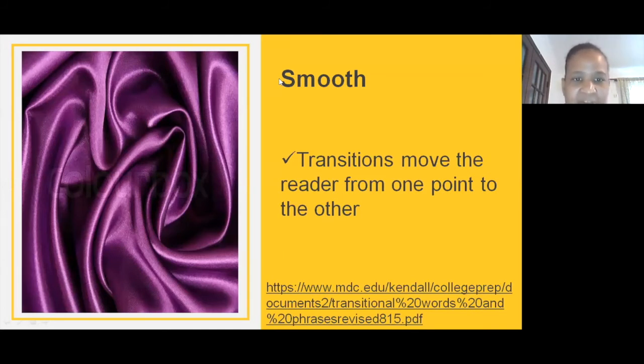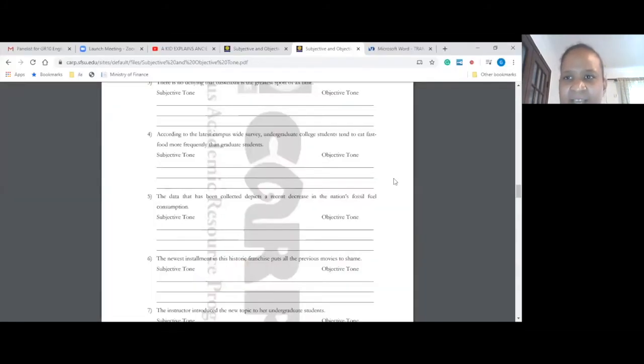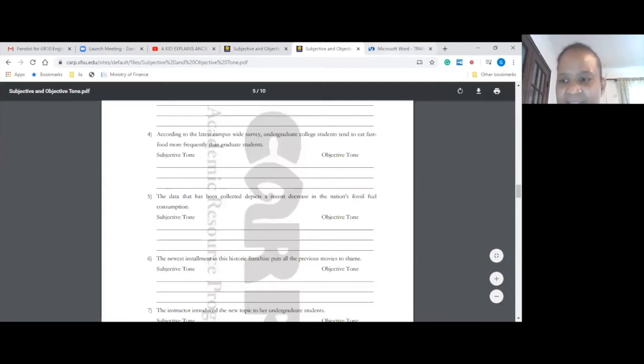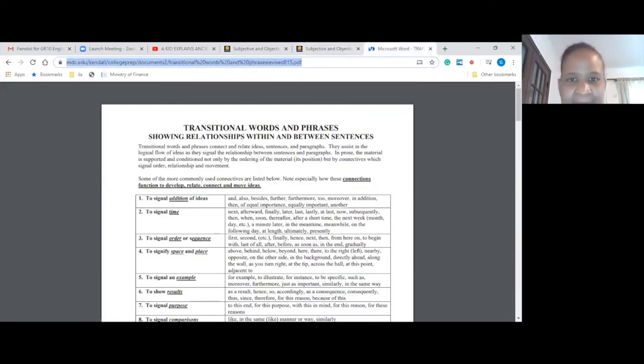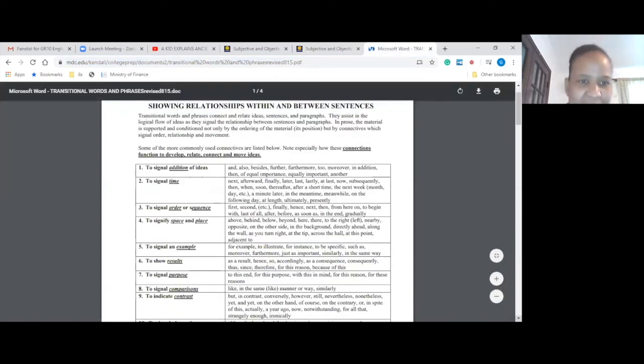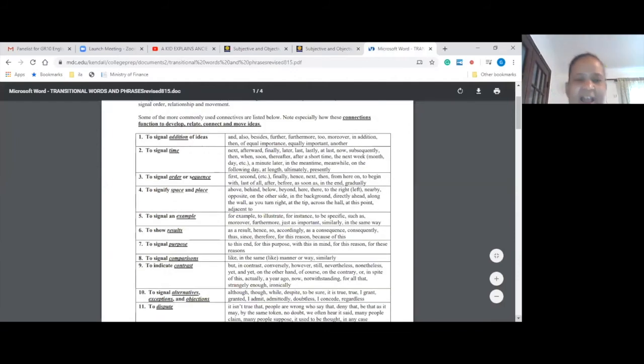We're going to look at some transitional words and phrases that you can use to make your expository essays even smoother. Okay, and we have different types of transitional phrases. I'm not going to read all, but I'm going to read the categories. We have the first kind. It signals when you're adding ideas: and, also, besides, further, equally.